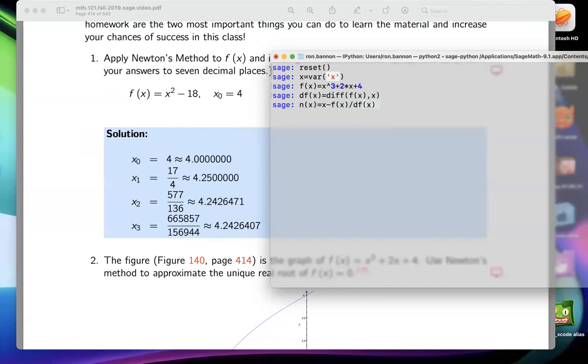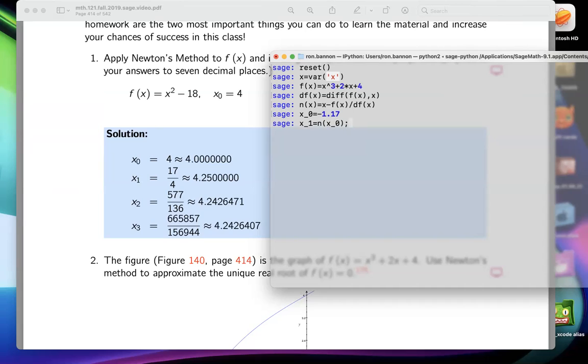Hit return. Now I got to do the guess. What guess did I say? I said X, the first guess, was minus 1.17. I'll hit return. That's done. I want to get the next guess. What's that going to be? N of X naught, but that's going to be assigned to X1 now, right? X1 equals N of X naught.